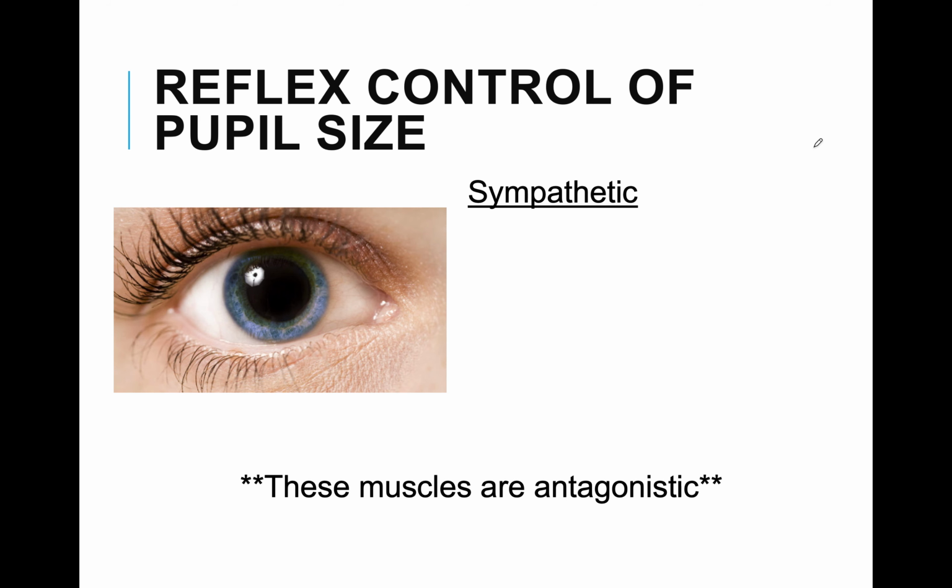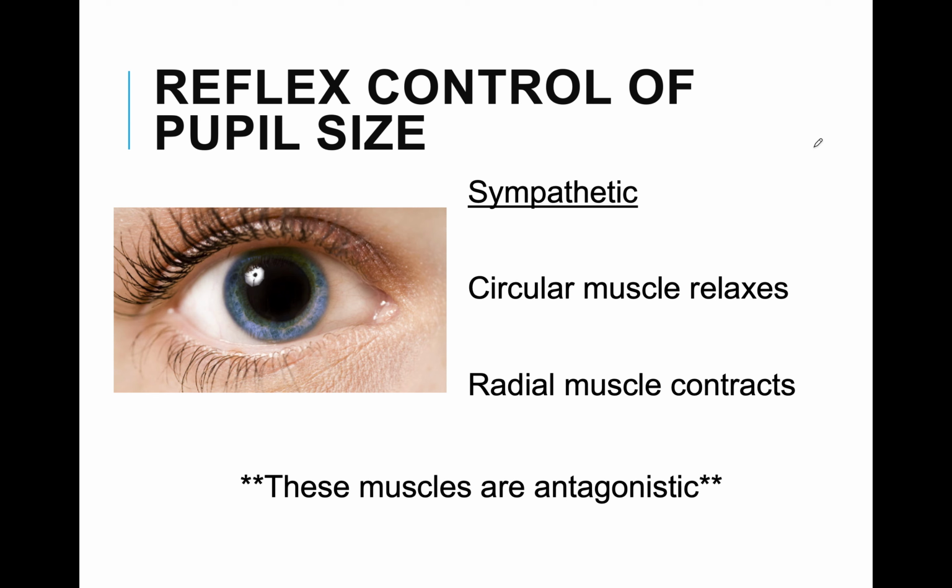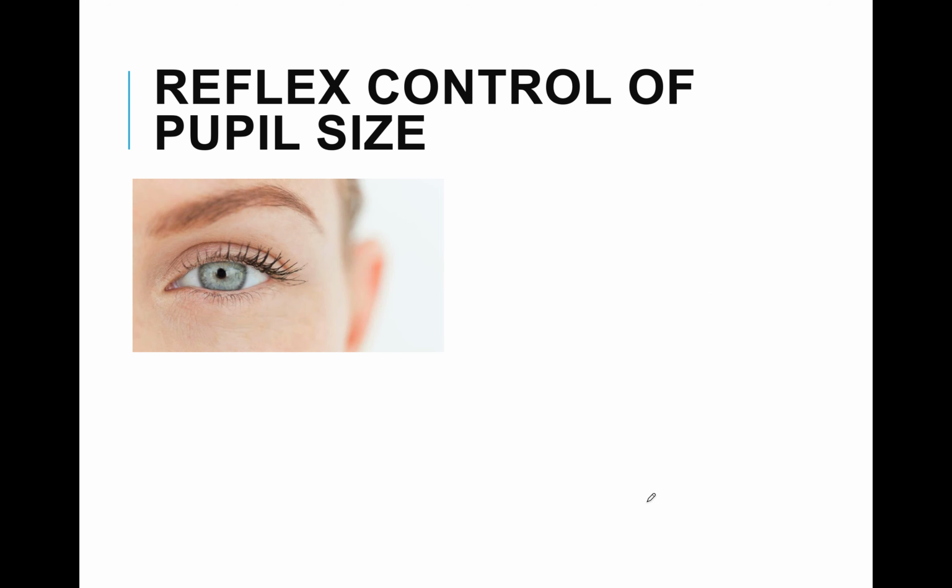Okay, so the sympathetic nervous system causes those circular muscles to relax and the radial muscles to contract. As the radial muscles contract, that increases the size of the pupil by pulling the iris away from the pupil. The parasympathetic control of pupil size: the circular muscles contract, radial muscles relax, and the pupil becomes smaller.